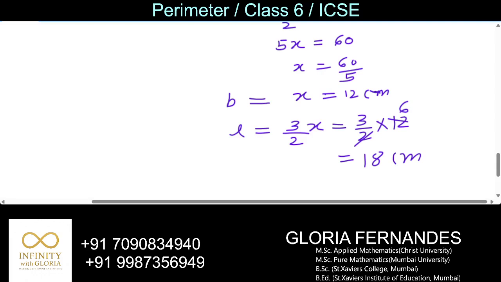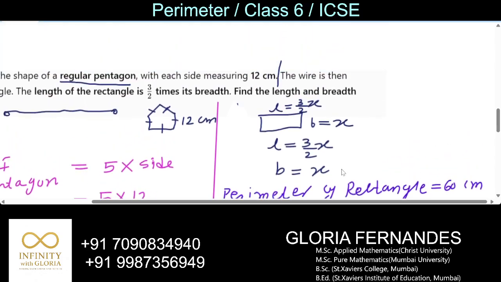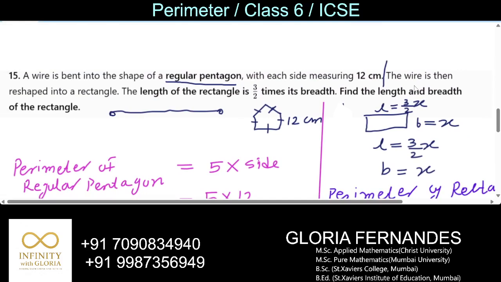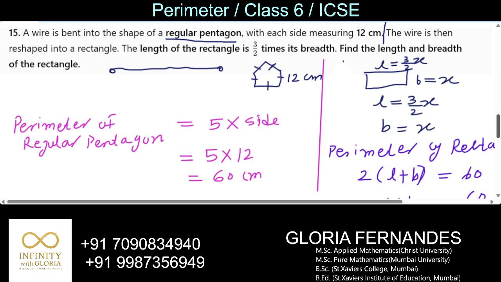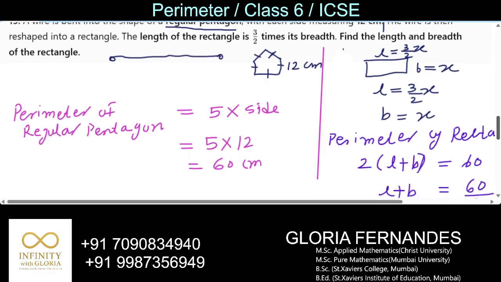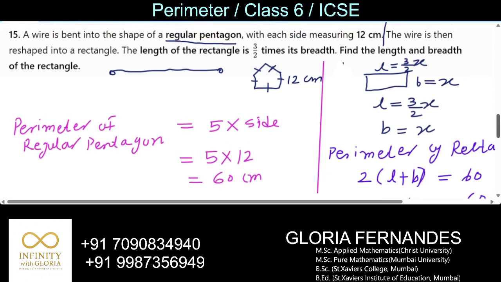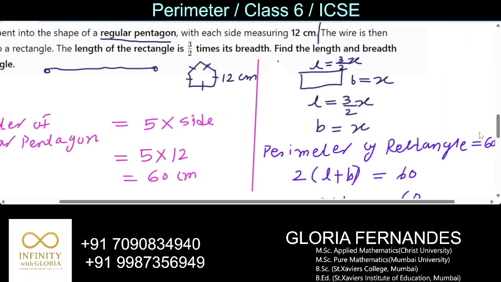So in this question, the only thing is that they have given two things, but the perimeter of both the shapes remains same because we are using the same wire. Same wire we are making a regular pentagon, and with the same wire we are making a rectangle. So first we are finding out what is the perimeter, how long is that wire, and then we are moving to the rectangle.